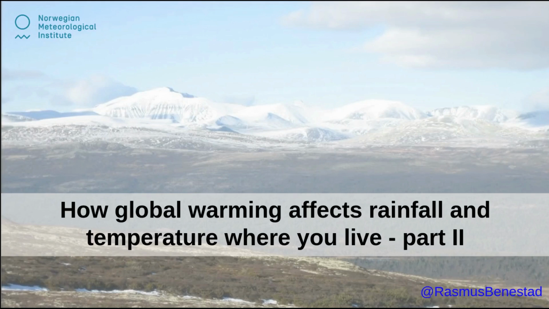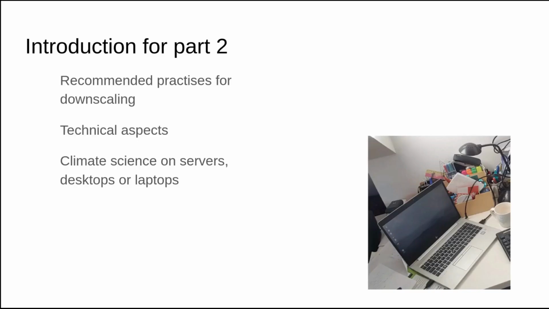I will talk about how global warming affects rainfall and temperature where you live. And this is part 2 of a 2-part lecture series. I will talk about some recommended practices for downscaling. I will also talk about some technical aspects. And the type of downscaling I'm going to talk about can be performed on servers and desktops and laptops. So this is a way of doing climate science on fairly lightweight equipment.